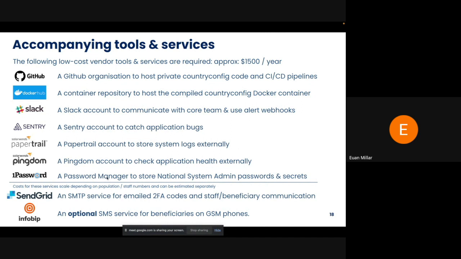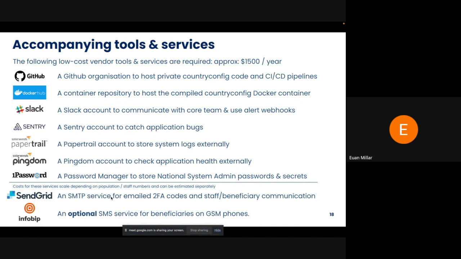And finally, you should get a password manager, and this is something you can use to securely store the National System Administration passwords and secrets. So these are all very, very cheap services which only make your installation more robust.